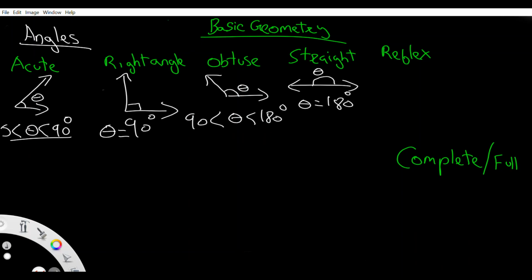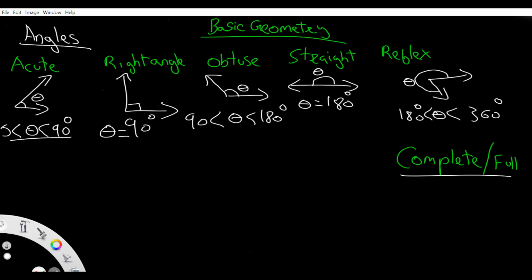A reflex angle looks something like this, and it has an angle measurement of greater than 180 degrees and less than 360 degrees. Now a complete angle looks something like this. Here the angle measurement is 360 degrees, a full rotation.